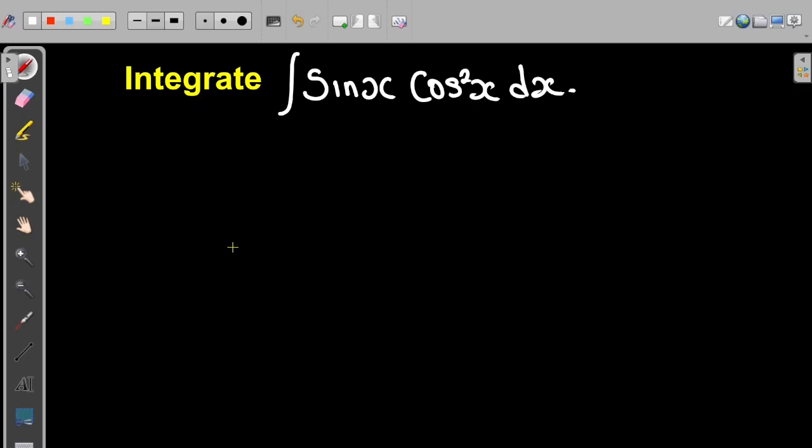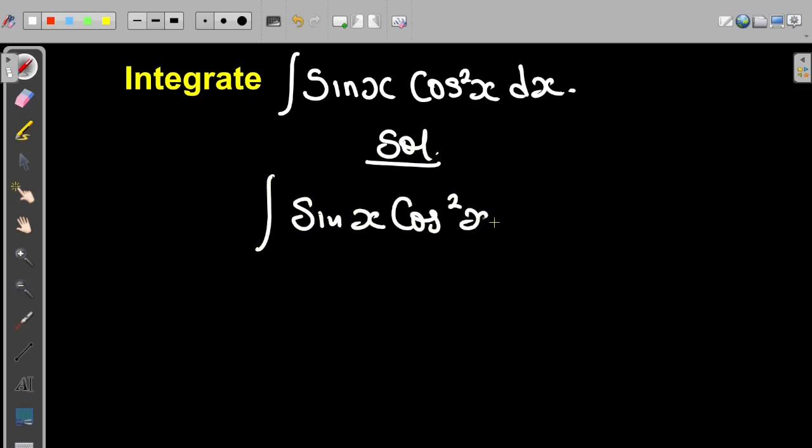So we have that integrate sine x multiplied by cos squared x dx. So we have that the integral of sine x multiplied by cos squared x and then dx. Now, if you look at this integral, this is a trigonometric integral involving products of powers of sine and cosine.